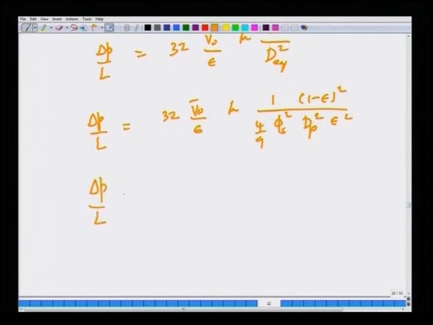So, delta p by L becomes, after doing the algebra, you will find that this is nothing but 72 times V naught mu divided by phi s squared d p squared times 1 minus epsilon whole squared by epsilon cubed. Now, we will stop here and continue with this derivation in the next lecture, where we will complete the derivation for pressure drop in a packed bed, both in the laminar regime as well as in the turbulent regime.